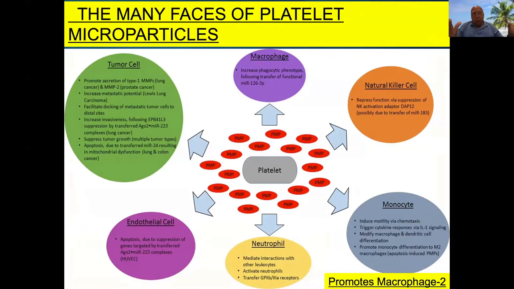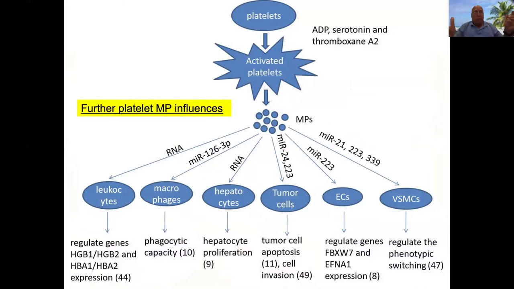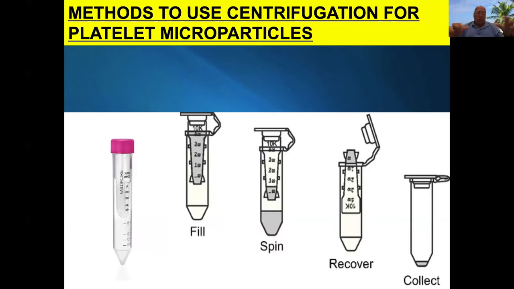Now, here's another slide that shows the same thing, again, how these microparticles can really influence many aspects in the body. Now, I was talking about how this is a special test tube, a millipore syringe, or excuse me, a test tube that we use to obtain these particles. And we do it by very high-speed centrifugation.